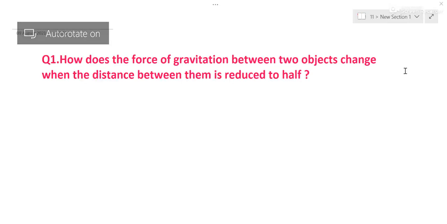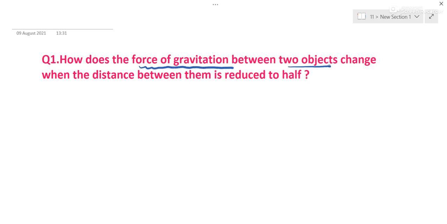So these are certain numericals from the chapter Gravitation. How does the force of gravitation between two objects change when the distance between them is reduced to half? So what is the force of gravitation? What is the formula for force of gravitation?